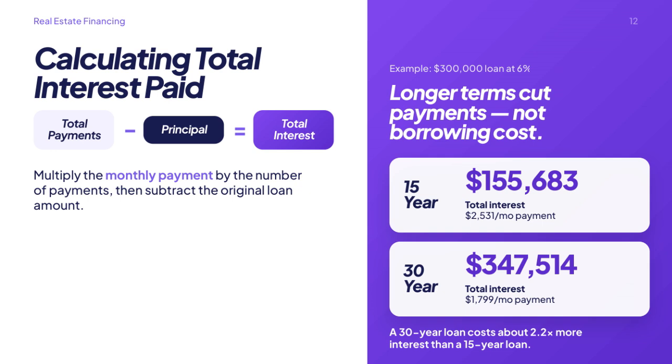This illustrates that longer terms reduce your monthly payments, but increase the total borrowing cost significantly. So, while longer loans may seem easier on your monthly budget, they cost you much more in the long run because of the higher interest. This is a crucial consideration when choosing your mortgage term.